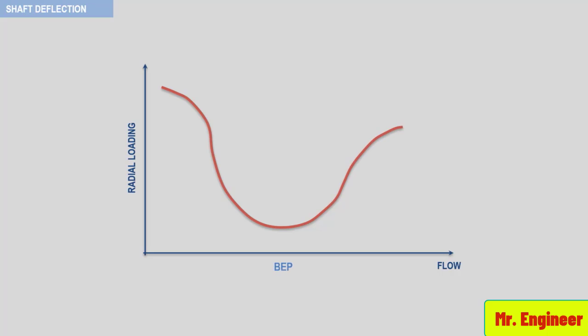Consider the following graph. It represents the radial loading acting on the shaft of the pump. As you can see from this graph, the radial loading on the shaft rises if the pump is operated too far to the left or too far to the right of its best efficiency point. Another interpretation of the same concept is to say that the maintenance and problems rise when the pump is operated away from its best efficiency point.